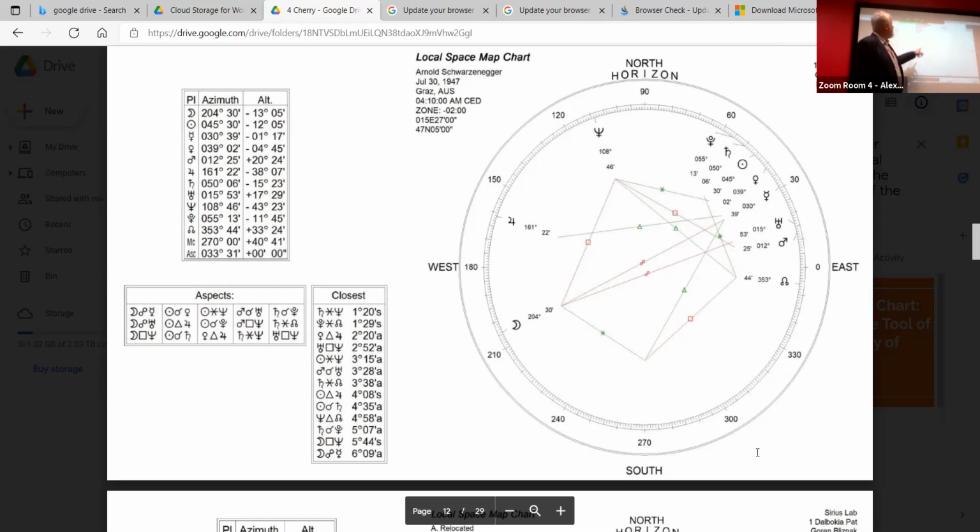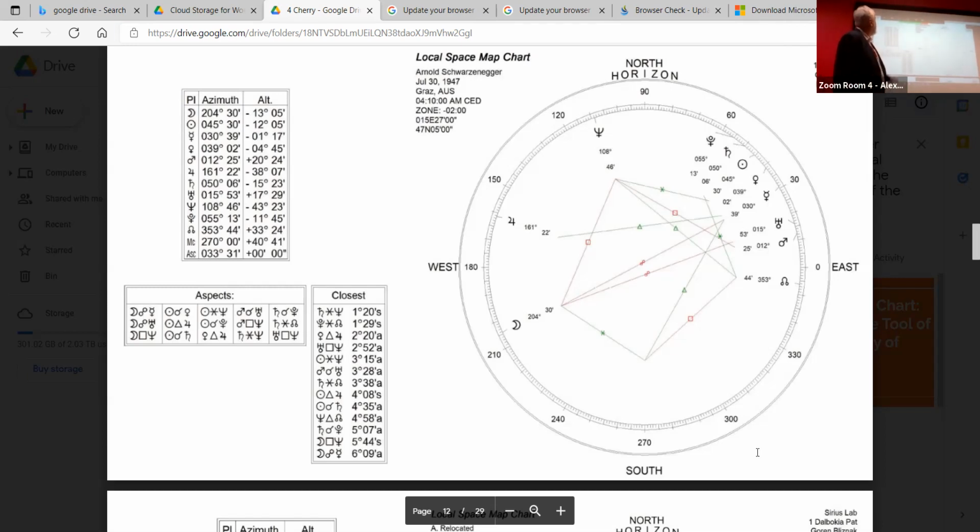And you see the azimuths of planets. They're shown, the degrees. And those aspects are actually the aspects of azimuth. So if the difference in azimuth between one planet and another planet is 120 degrees, that's a triangle. But that's not in ecliptic longitude, that's in azimuth.